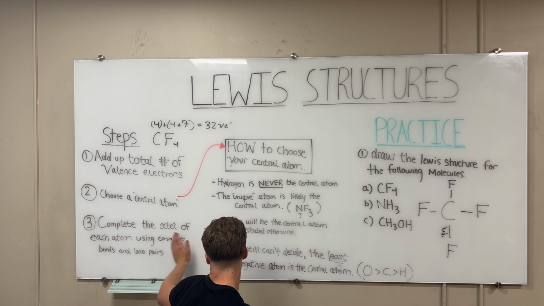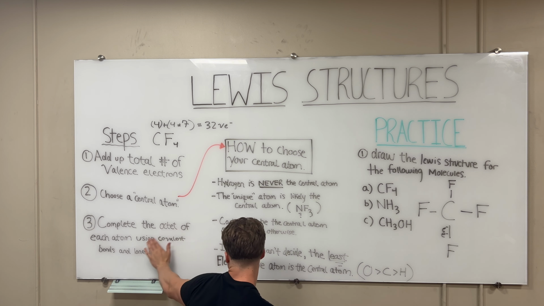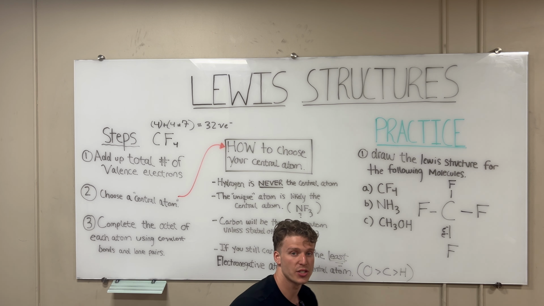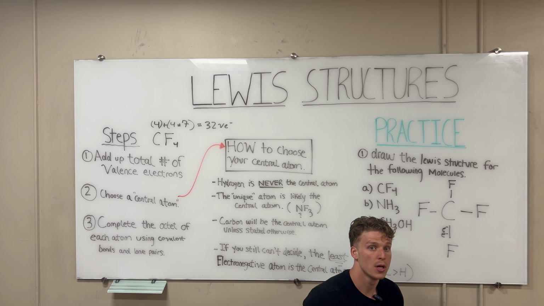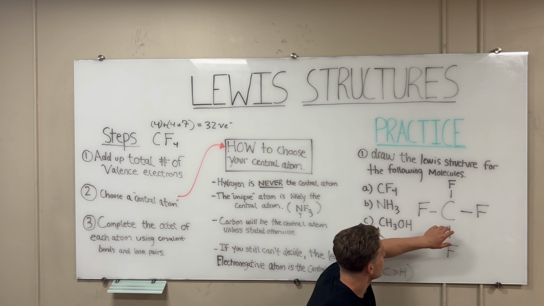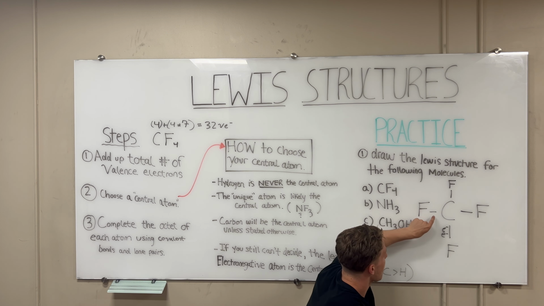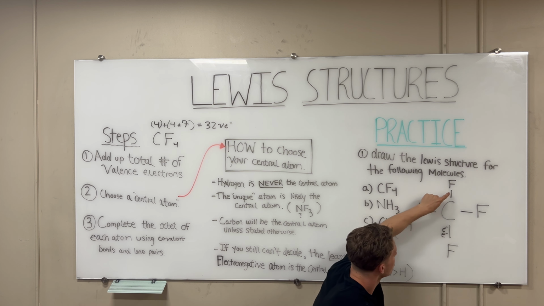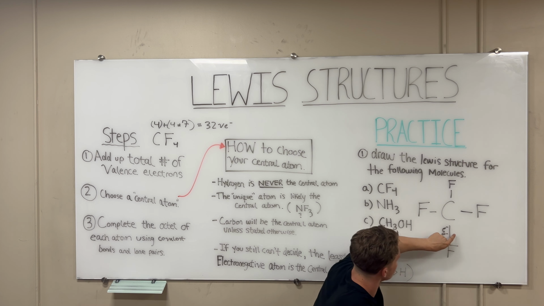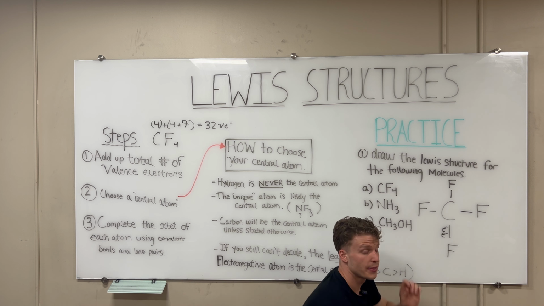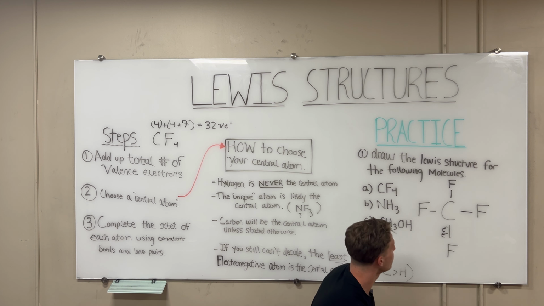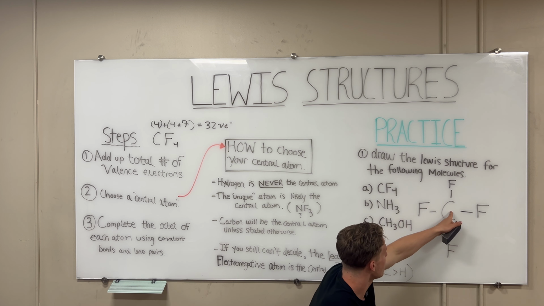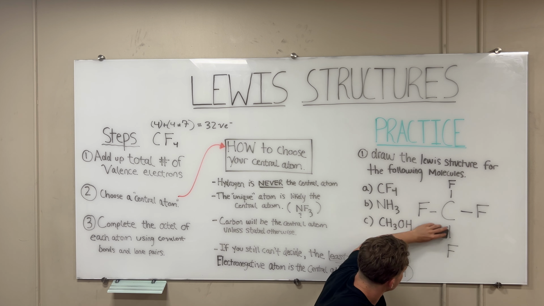Now, it also says we have to complete the octet of each atom. So each atom has to follow the octet rule. And the octet rule says that each atom should have 8 electrons in its outer shell. So, have we completed the octet for carbon? It looks like we have, because we have 2 electrons, 2 electrons, 2 electrons, and 2 electrons. So if you add all those up, there are 8 electrons in this carbon atom. So we have completed the octet for carbon. So carbon is all set with its octet rule.